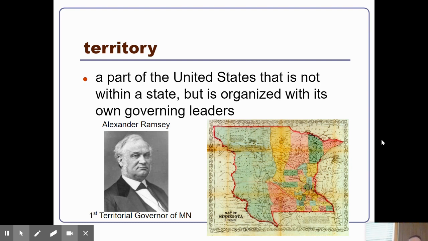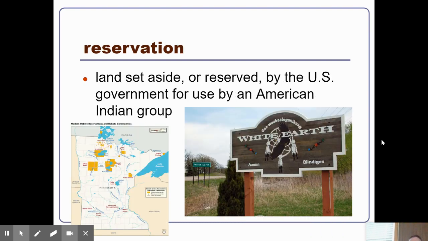And the first territorial governor of Minnesota was Alexander Ramsey. He coincidentally was the second state governor of Minnesota. The first governor of the state of Minnesota was Henry Sibley. Some of you might have been to St. Paul, where our state capital is located. Ramsey County is within St. Paul. Ramsey County is named after, obviously, Alexander Ramsey.